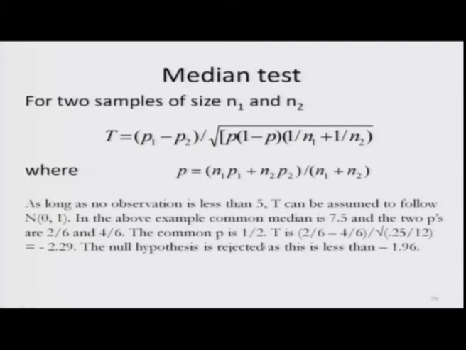So, the common P is half and T is 2 by 6 minus 4 by 6 divided by root 0.25 by 12, equal to minus 2.29. Now, the null hypothesis is rejected because in a normal distribution minus 1.96 is that value below which 2.5% area lies. So, in a two-tailed test with P equal to 0.05, the null hypothesis stands rejected as minus 2.29 is less than minus 1.96.